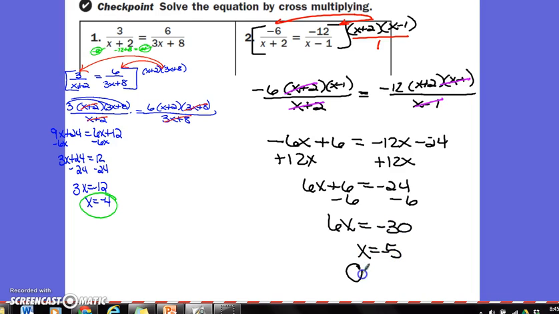But you have to check your denominators to make sure you don't have an undefined fraction. So if we put this negative 5 back in here, this would be a negative 3, and negative 5 back in here would be a negative 6. So both check out. We're good. Negative 5 is your solution.